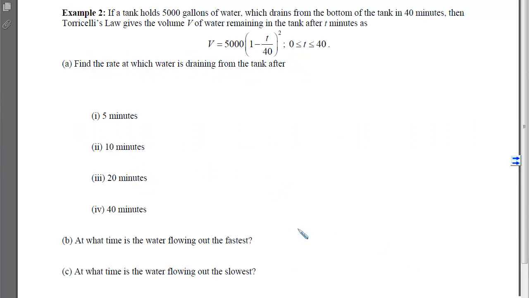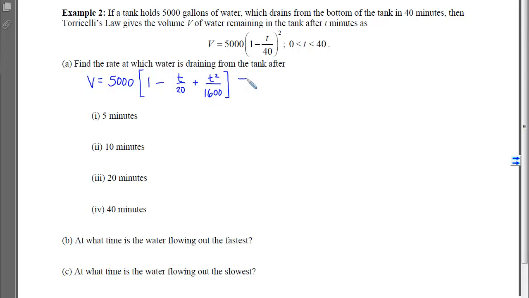With example 2, we're dealing with a tank that holds 5,000 gallons of water, and it's draining from the bottom. It takes 40 minutes to drain completely, and we can model the volume of water that is in the tank at any time in that interval using Torricelli's law. So the first thing we want to do is find the rate at which water is draining from the tank. So in order to do that, we need to look at the volume, and we have to multiply it out. So we'll have 1 times 1, then we'll have a 1 times this and double it, so that's a negative t over 20. And then we'll have this thing squared. That's a t squared over 1600.